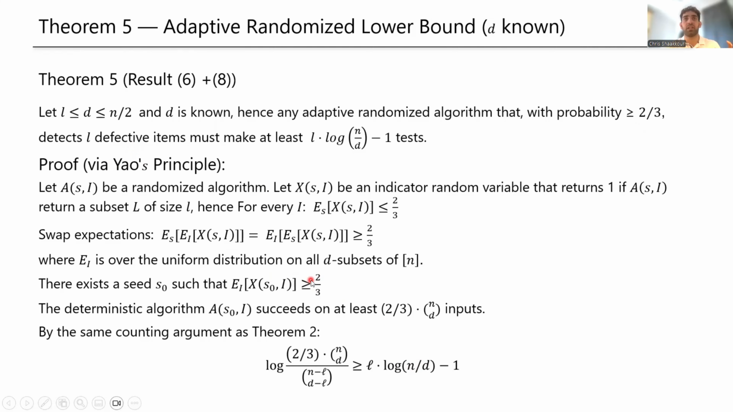And from here, we used this to plug into theorem number 2, which is the deterministic algorithm that yields this lower bound. We can lower bound it by this bound. This proves theorem number 5, results 6 and 8.